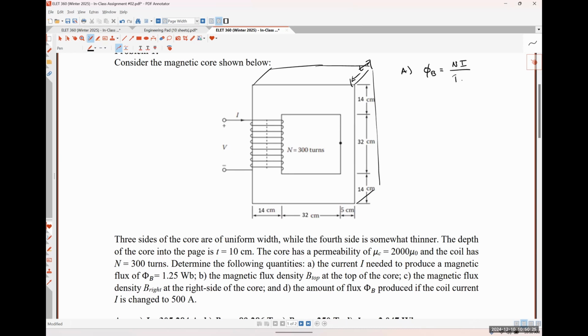I over REQ, and we're trying to find I for a particular flux. So we would rearrange that and say that I is phi times REQ over M. Does that make sense, everybody? Just simple algebraic manipulation of one of the expressions that we've been using. Okay, so phi B is given, N is given, so all we've got to figure out for part A is the equivalent reluctance.